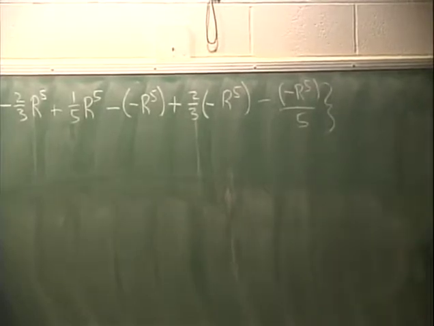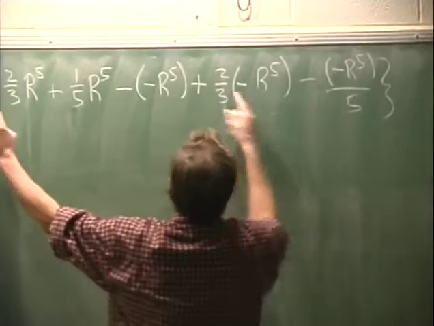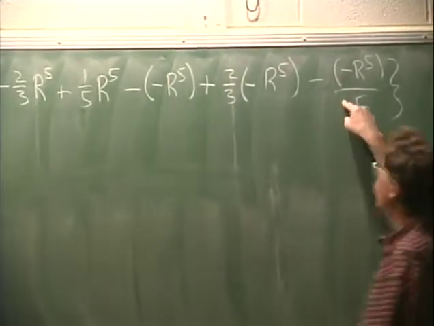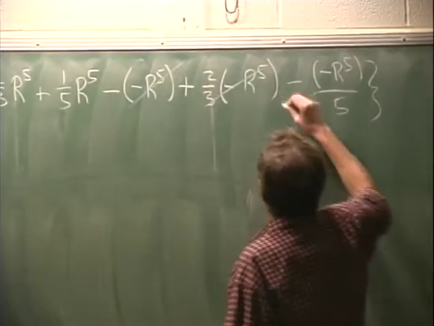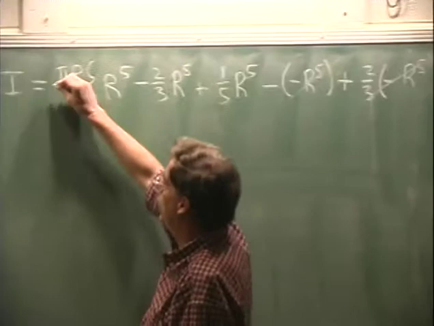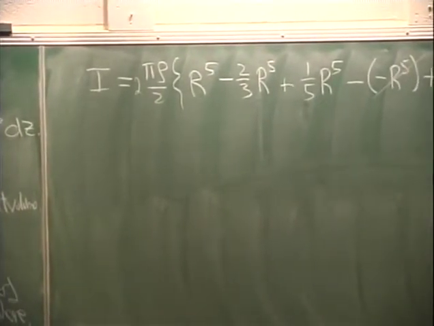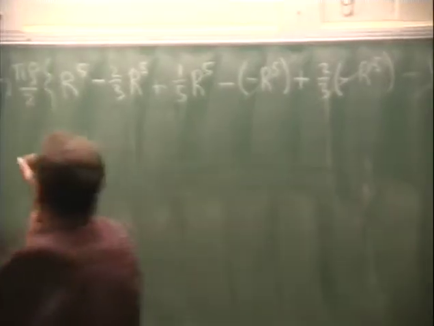Notice what happened here: this is another plus R to the fifth, this is another minus 2/3 R to the fifth, and this is another plus 1/5 R to the fifth. So that's exactly what I was saying before, that you could have taken the whole thing and multiplied it by 2, and integrated just from 0 up to R. That would have done the same thing, because the lower limit is giving you exactly the same value as the upper one.